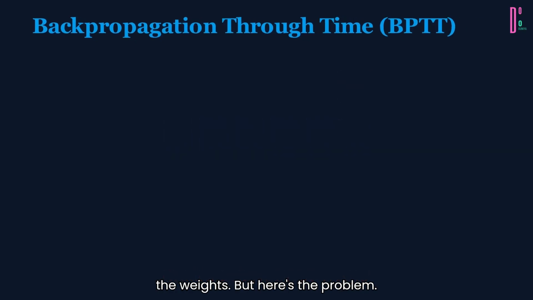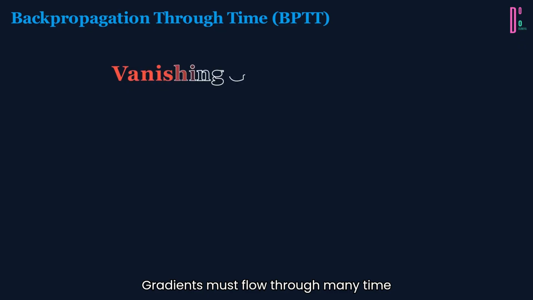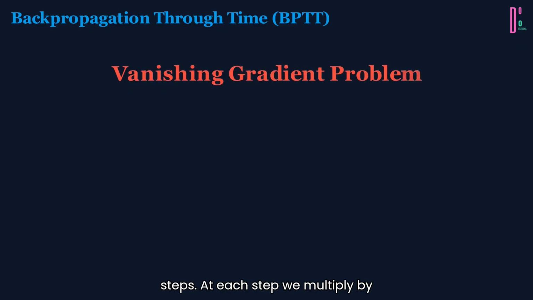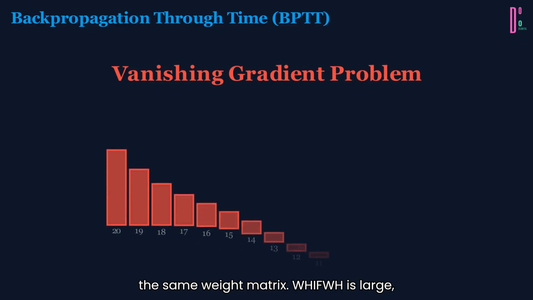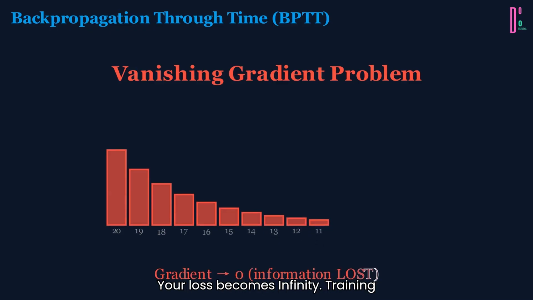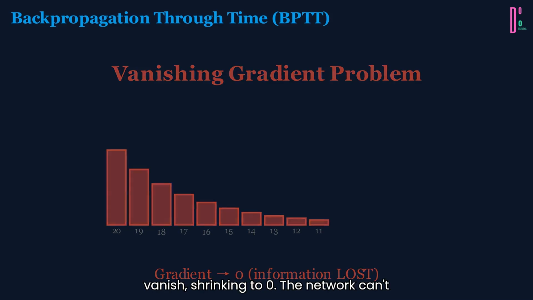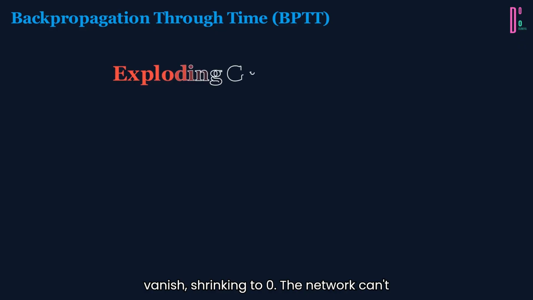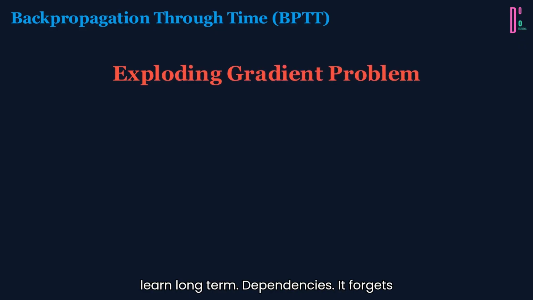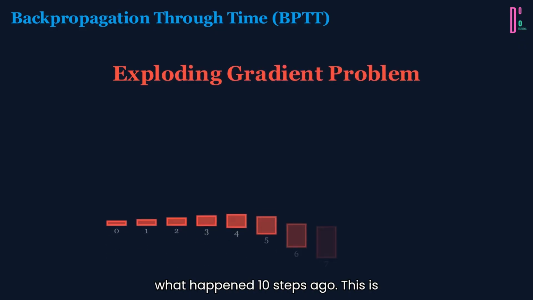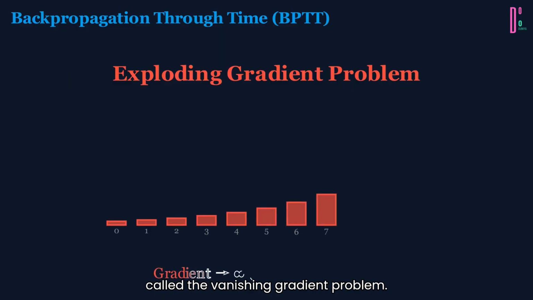But here's the problem. Gradients must flow through many time steps. At each step, we multiply by the same weight matrix Wh. If Wh is large, gradients explode, growing exponentially. Your loss becomes infinity. Training crashes. If Wh is small, gradients vanish, shrinking to 0. The network can't learn long-term dependencies. It forgets what happened 10 steps ago. This is called the vanishing gradient problem.